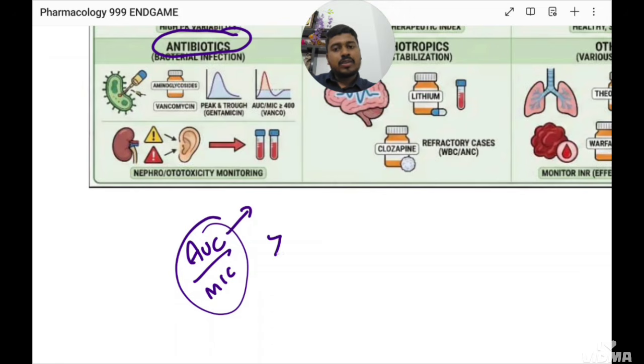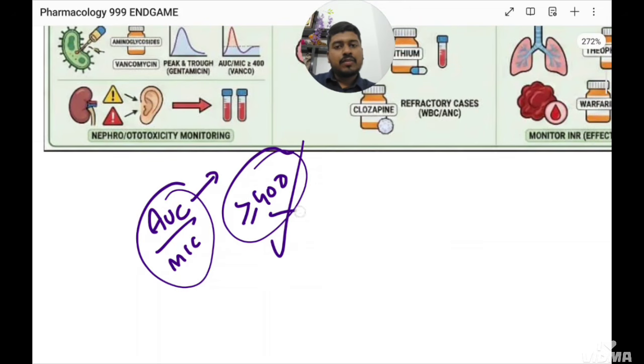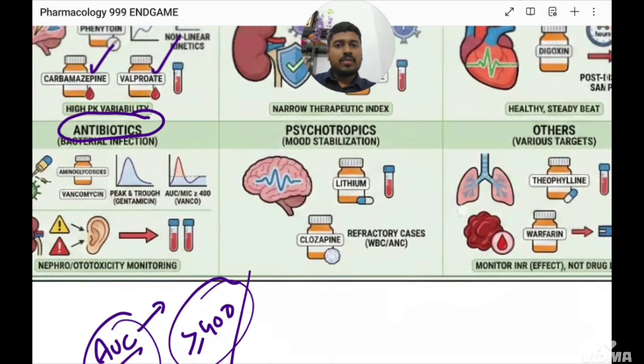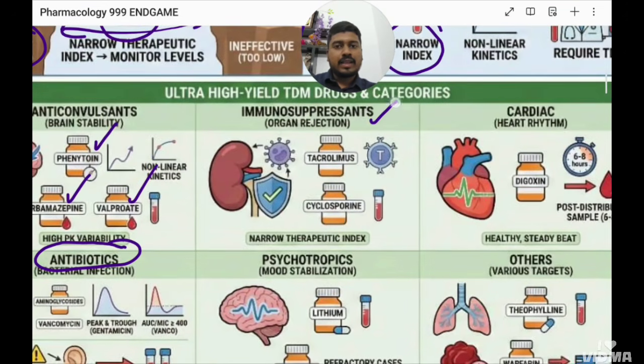Okay. So if this ratio is more than or equal to 400, that means the drug is going to act properly, which means therapeutic effect is achieved. If it is less than 400, therapeutic failure can occur. Okay. So we have other examples also, like immunosuppressants.